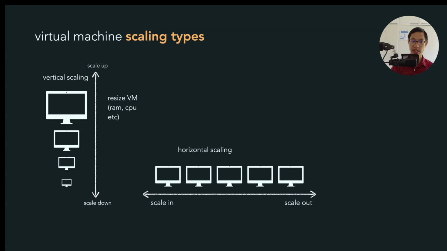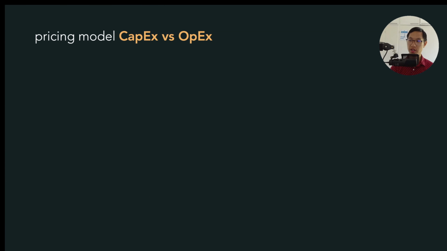So horizontal scaling is this. So you add and decrease instances. So let's go into the pricing model and the CapEx versus OpEx. So I mentioned pay-as-you-go, and pay-as-you-go is more in the category of OpEx, so operational expenditure.